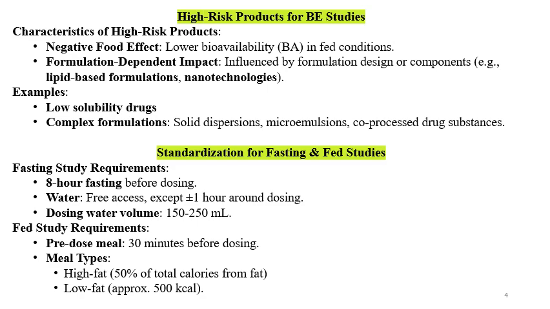High risk products for BE studies. What are the high risk products? Characteristics of high risk products are negative food effect, lower bioavailability in fed conditions, and formulation dependent impact influenced by formulation design or components like lipid based formulations and nanotechnology based formulations. Examples are low solubility drugs and complex formulations like solid dispersions, microemulsions, and co-processed drug substances.